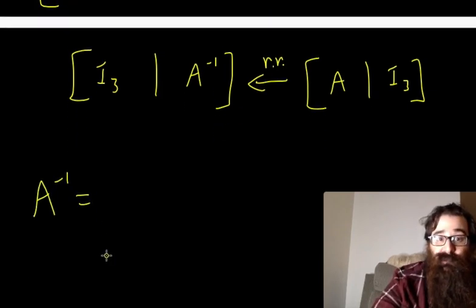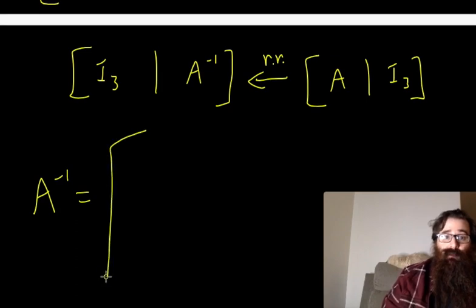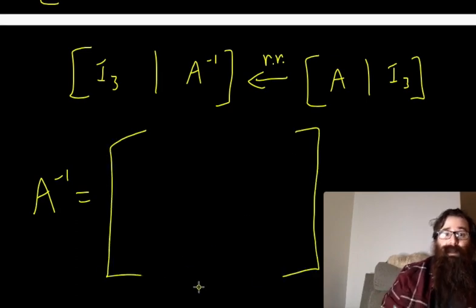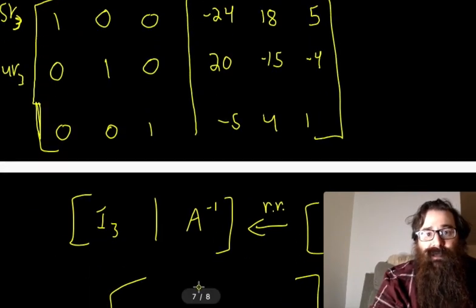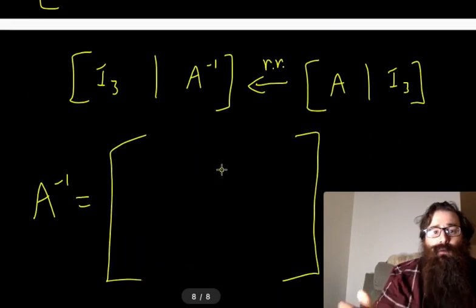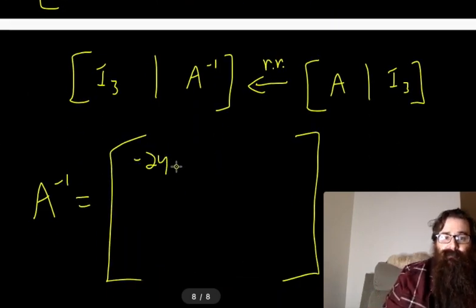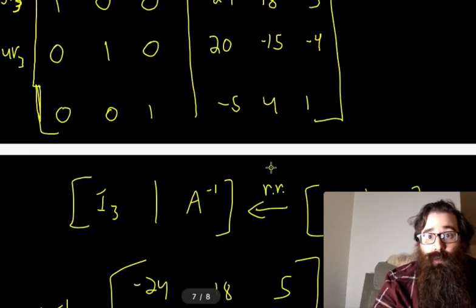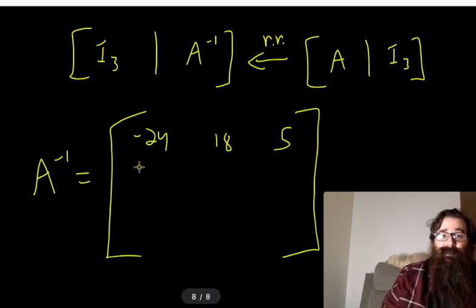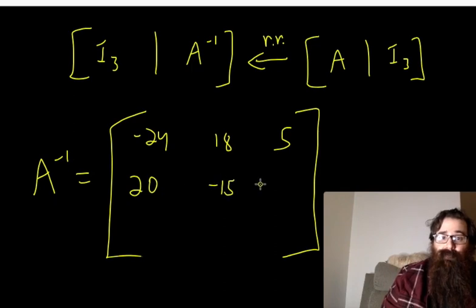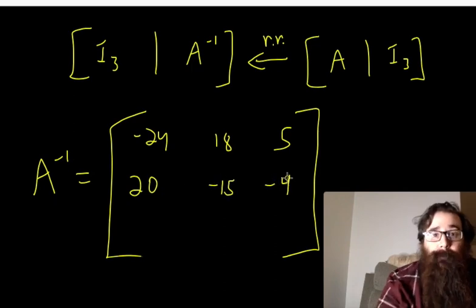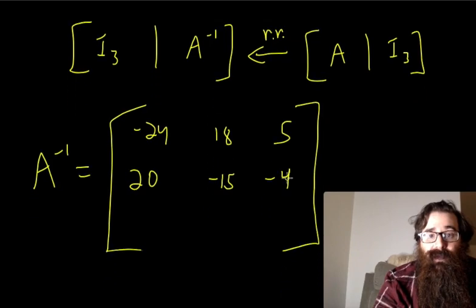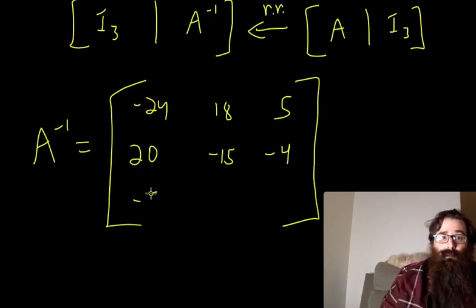So I found the inverse. It does exist for this one, thank goodness. I can just state it now. A inverse has that first row, negative 24, 18, 5. It has a beautiful second row, 20, negative 15, negative 4, and an amazing third row, negative 5, 4, 1. That is our inverse, and that's how we can find it for these.